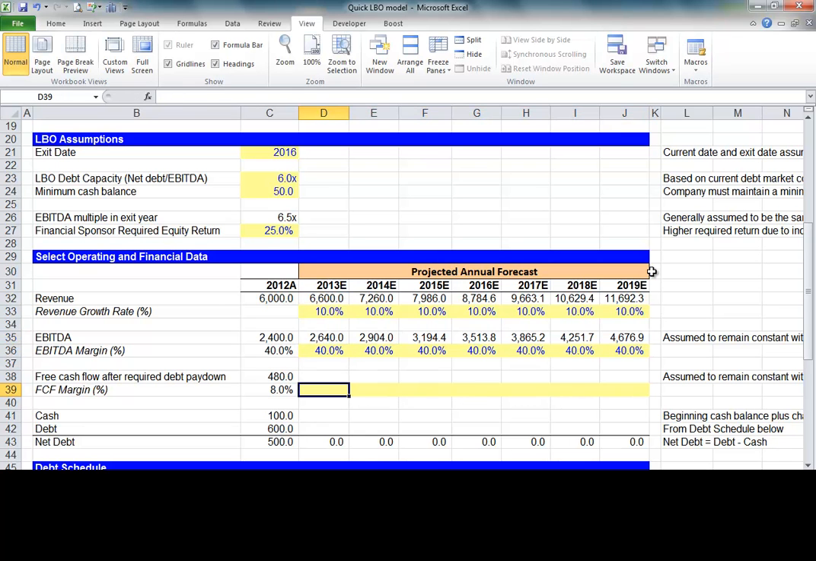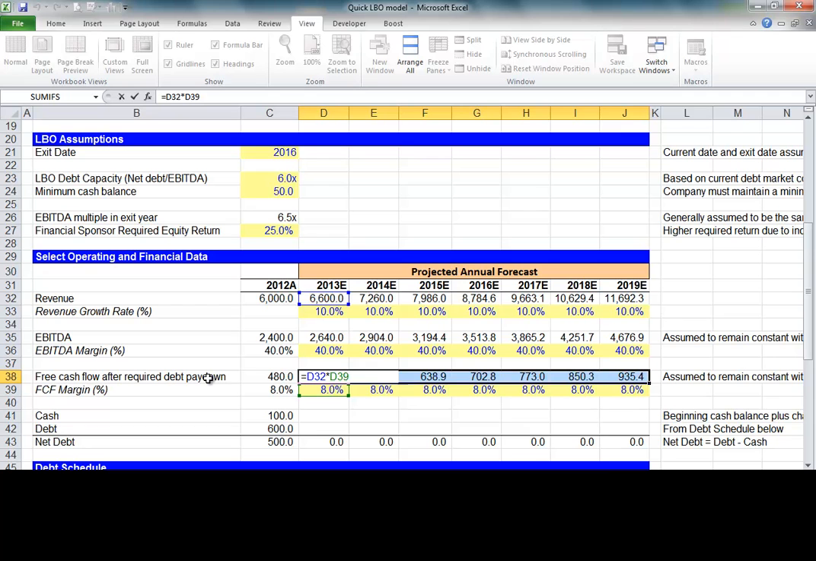We also need some cash flow metrics as well. Again, we're not going to build a full cash flow statement. We're just going to keep everything consistent. We're going to assume that cash flows after required debt pay down are going to come in at 8% of sales every year. So make that calculation, then copy it out.